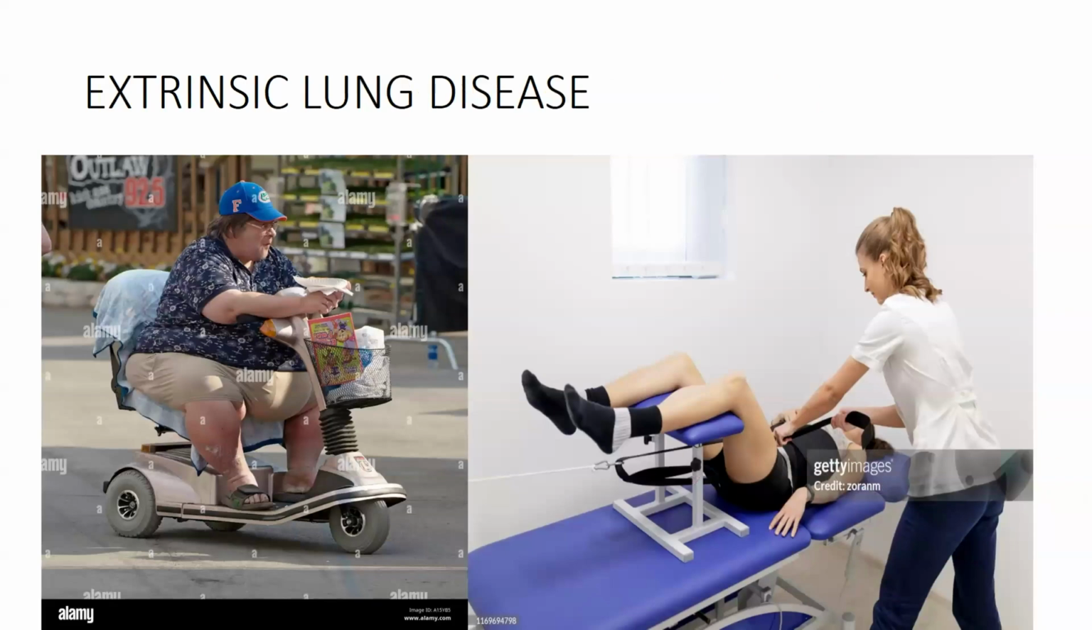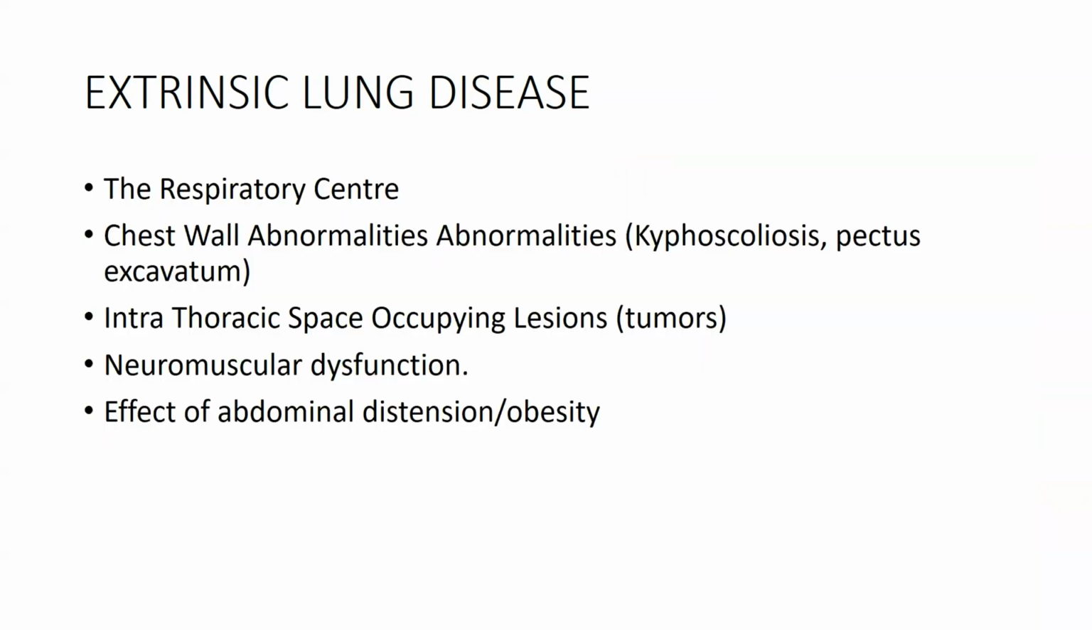There are also extrinsic causes of this restrictive lung disease. As you can see in the images, there's a patient with a spinal issue who is in traction, and somebody who is quite overweight. And these are very important because away from the primary alveolar processes, the lungs exist as part of another system, a mechanical system.